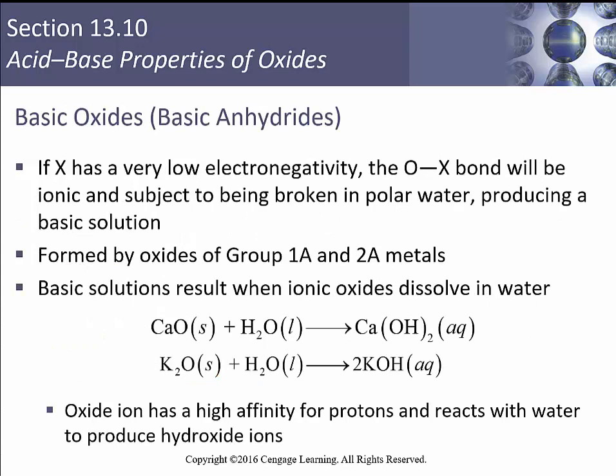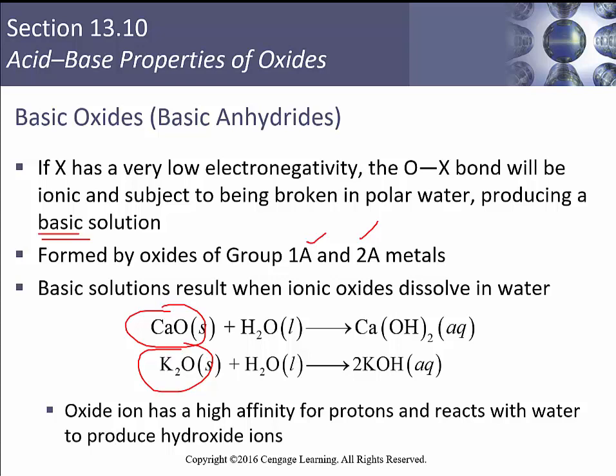Basic anhydrides. If X has a very low electronegativity, the O-X bond will be ionic and subject to being broken in polar water, producing a basic solution. These are going to be formed with the oxides of group 1A and 2A metals. So calcium oxide, potassium oxide. When you talk about the alkaline earths, right?